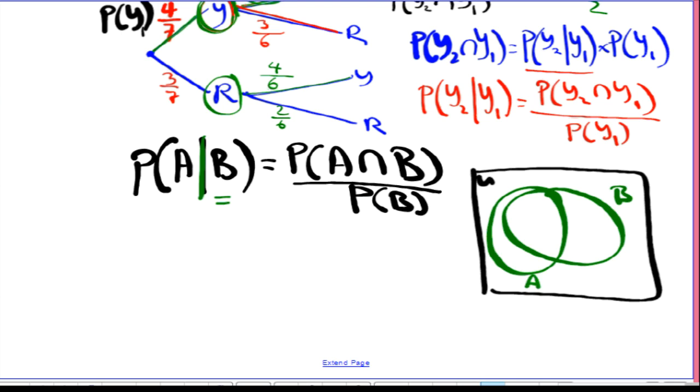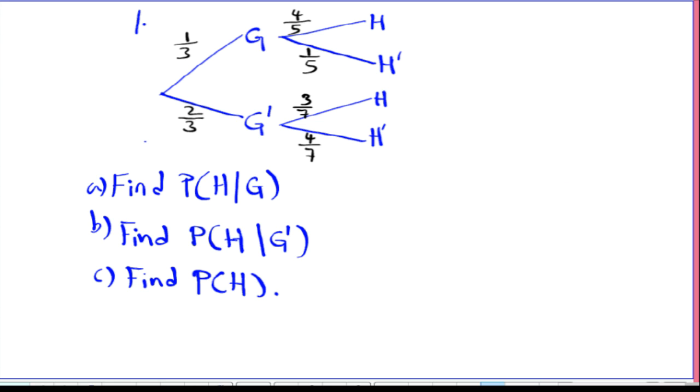That means I'm going to consider myself only in B. Out of this thing in B, which part is in A? So this one. This thing here, this shaded region, this is the probability of A and B, and A and B over the entire B. That's what we're talking about. So this is the conditional probability. Now let us look at the example.